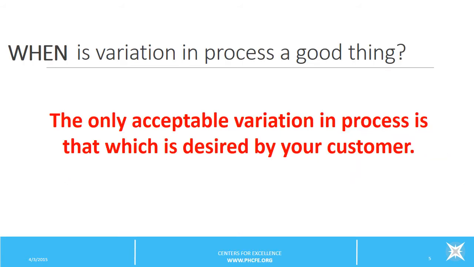Now, it's commonly said that the only acceptable variation in our processes is that which is desired by our customers. Intended variation might be aimed at meeting the needs of a set of customers. For example, flexing our hours of operation to meet the needs of working adults, or tailoring our messaging to different audiences during a public health emergency. This sort of intentional variation helps us meet our goals more effectively.